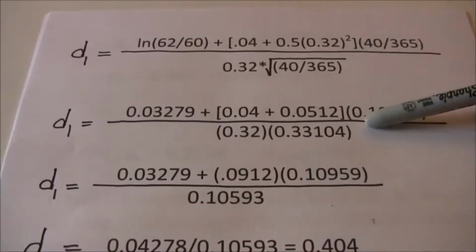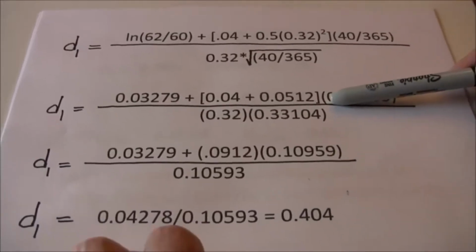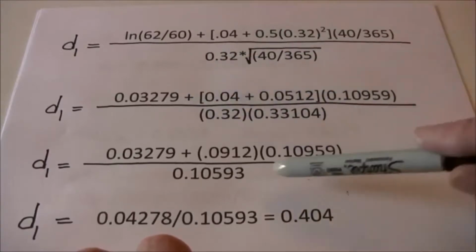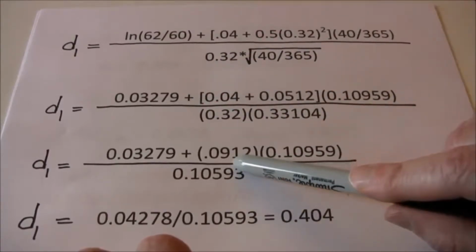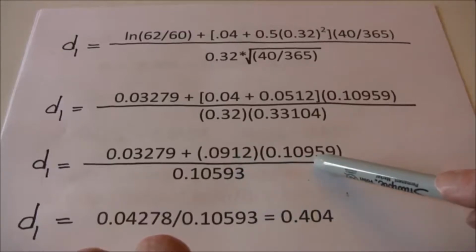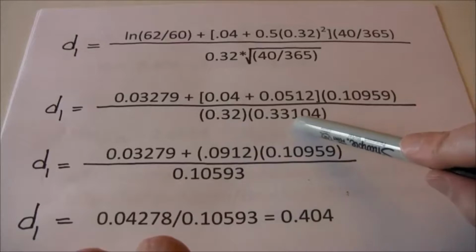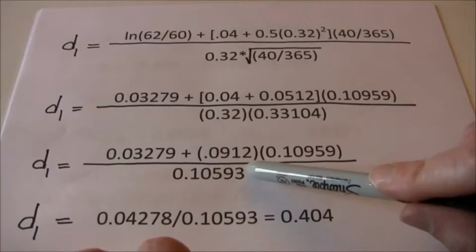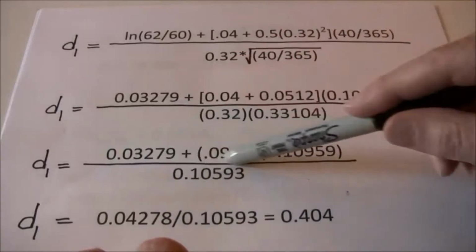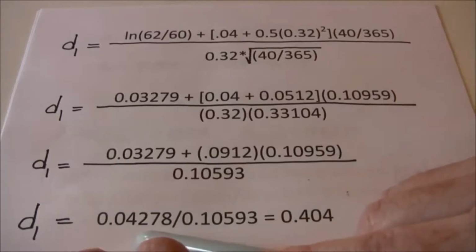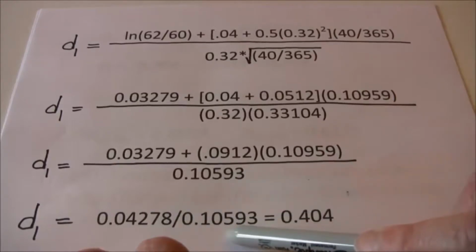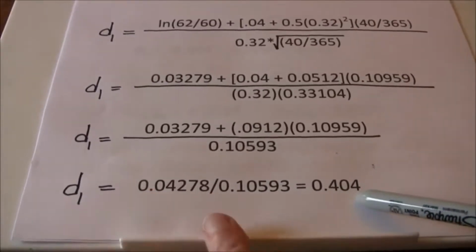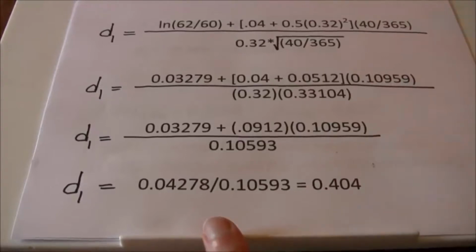So all we're doing is we move down this step. It's a little bit of the calculations. Again, more calculations. Taking 0.04 plus 0.0512 gives us 0.0912 times the 0.10959, and our 0.32 times 0.33104 gives us 0.10593. Last step, add all this up, we get 0.04279, divide by the 0.10593, and that gives us 0.404. So our D1 is 0.404.